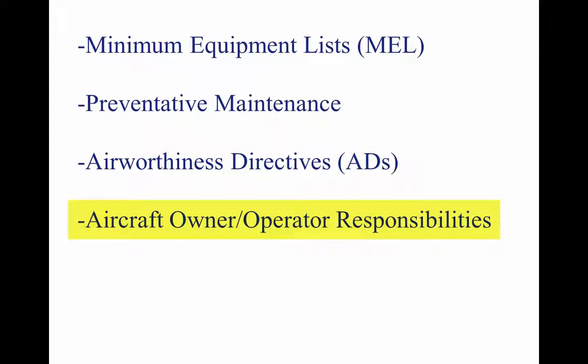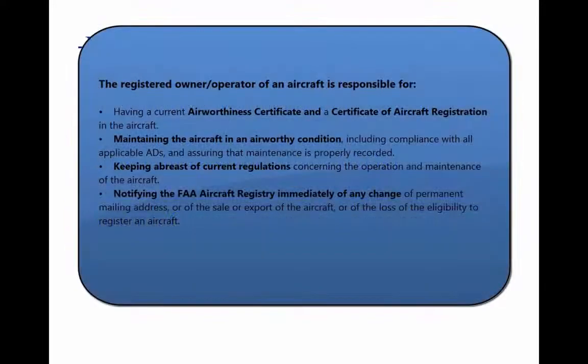Aircraft owner-operator responsibilities. The registered owner-operator of an aircraft is responsible for having a current airworthiness certificate and a certificate of aircraft registration in the aircraft, maintaining the aircraft in an airworthy condition, including compliance with all applicable ADs, and assuring that maintenance is properly recorded, keeping abreast of current regulations concerning the operation and maintenance of the aircraft, notifying the FAA Aircraft Registry immediately of any change of permanent mailing address, or of the sale or export of the aircraft, or of the loss of the eligibility to register an aircraft.